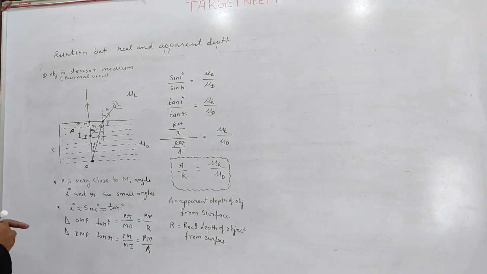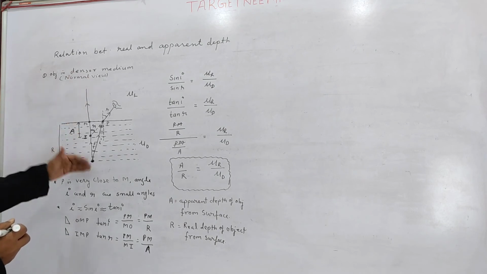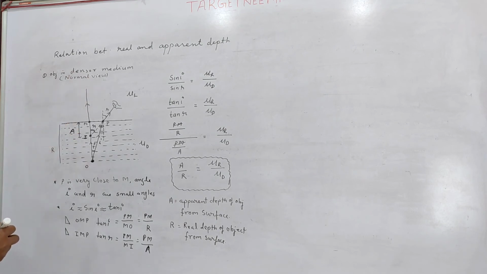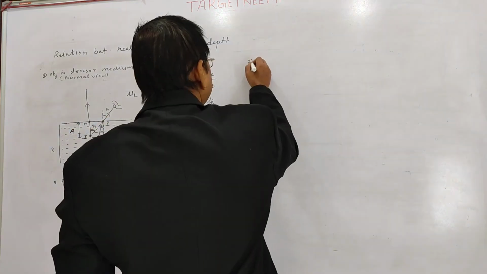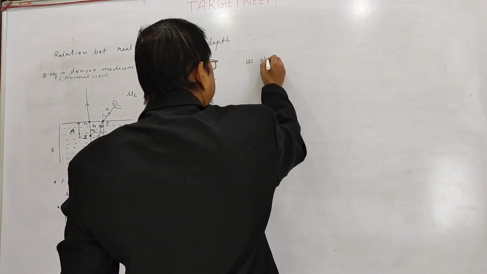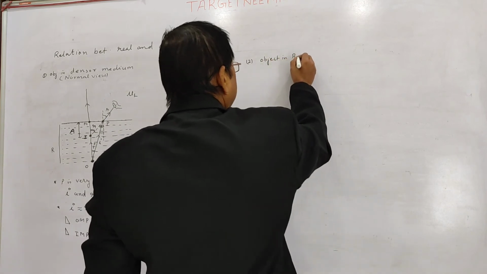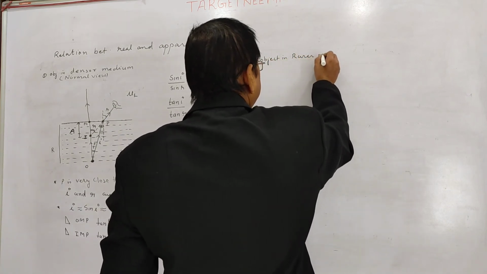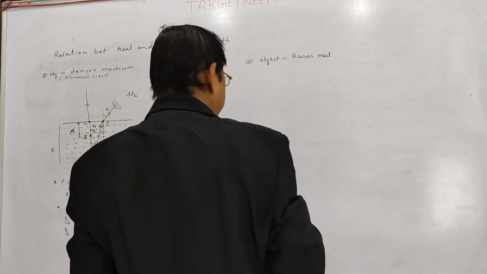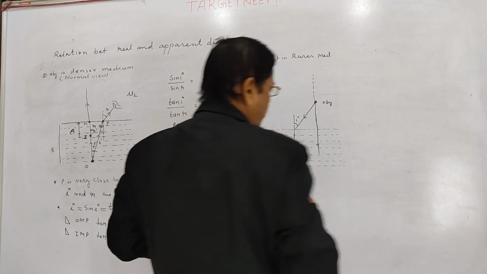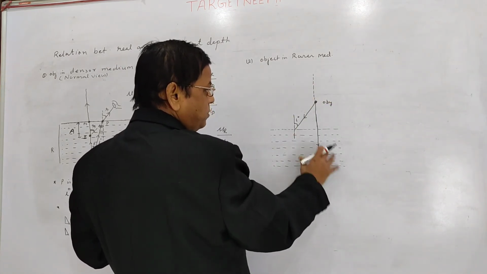Now, if our object is in rarer medium and it is viewed from denser medium, then we can derive the formula like this. Object in rarer medium and viewed from denser medium. So here the object is in rarer medium and viewed from denser medium.